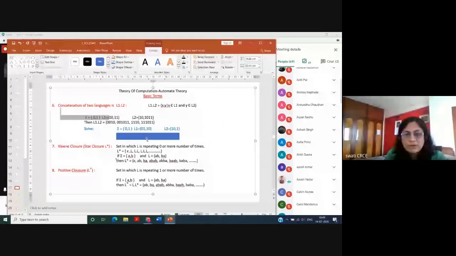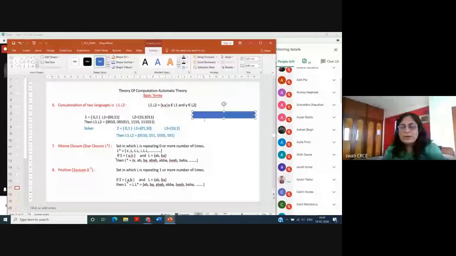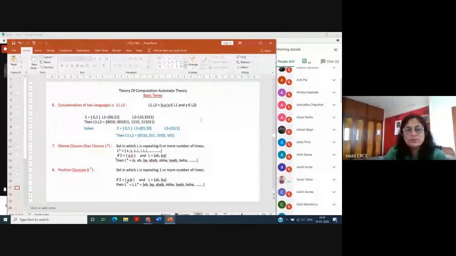Yeah, correct. So this is your L1 dot L2. And this is called concatenation of two languages. Suppose you are given L1 and L2 and you concatenate them, and you get a third language that is called L1 dot L2. And these are the elements of L1 dot L2. Concatenation means compulsorily the first is also there and the second is also there, so it is a combination of both the languages.